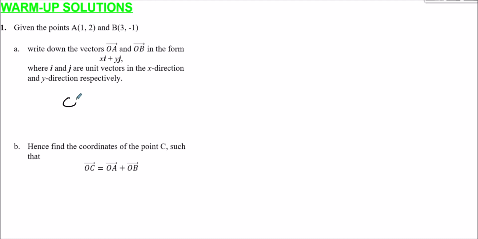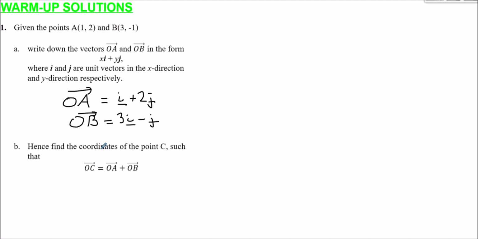Well here, OA is just going to be how far we go along in the x direction, so because we're going 1 along for x, that's just 1i. And 2 means 2 up, so that's going to be just 2j. Whereas OB, because these coordinates are (3, -1), that's going to be 3i, and because it's minus 1 in the y direction, that's down 1 unit in the j direction, so it's minus j.